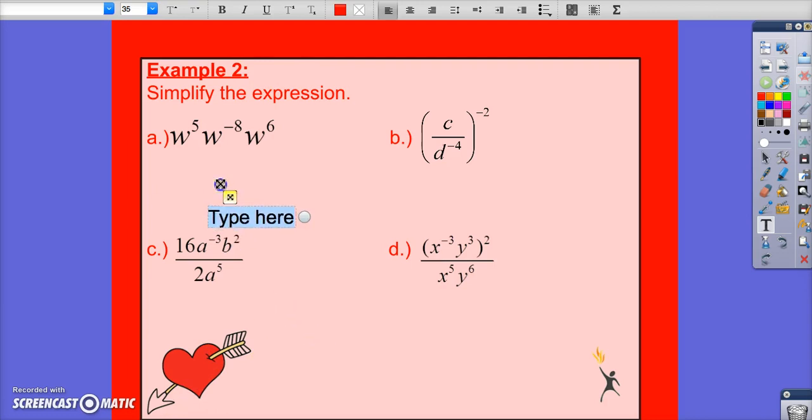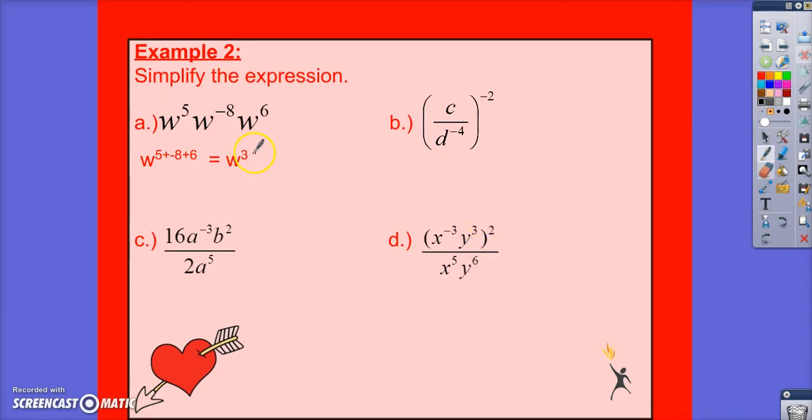I know they're all W's, so I could add up all their exponents. So we would have W to the 5 plus -8 plus 6 power, which is equal to W to the 3rd. So you're just combining each of the numbers. So that simplifies to W to the 3rd.